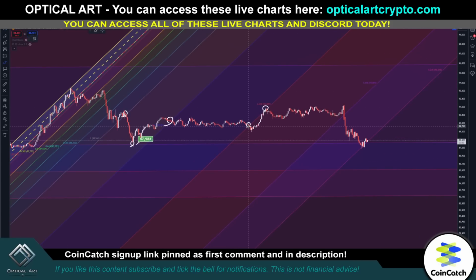You still have the point where we broke below, it became resistance. Notice once we broke this point, we dropped, and now we're riding up this trend line. So what I'm showing you is, this is just on the 5 minute.